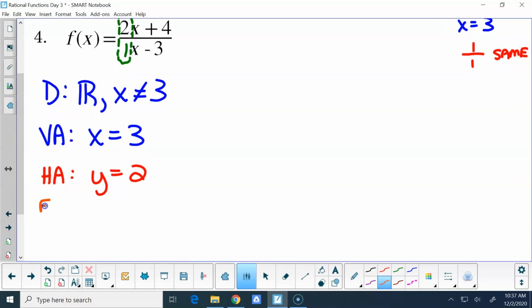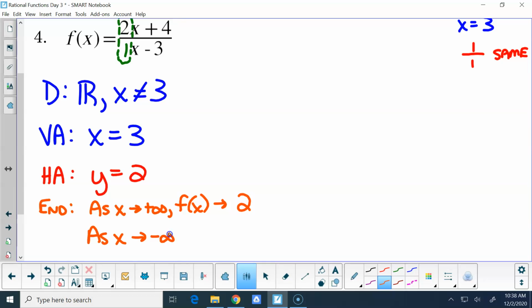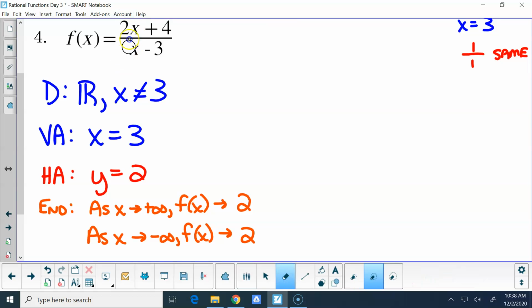So my end behavior would be as x approaches positive infinity, f of x is going to 2. I just don't know if it's above or below yet. And as x is going to negative infinity, f of x is going to 2 also. Got to figure out above or below. So let's go back and figure out above and below here.